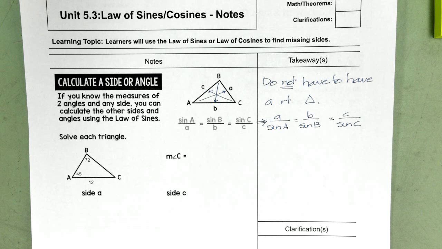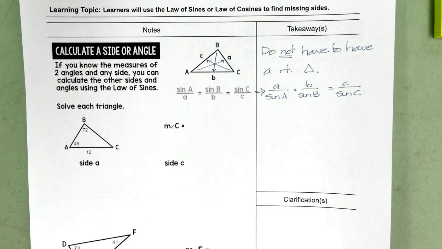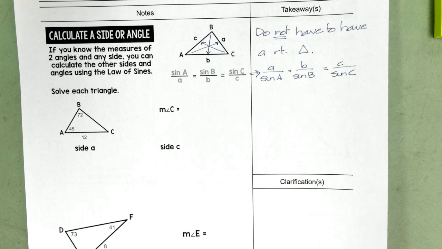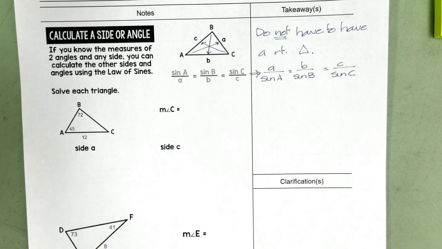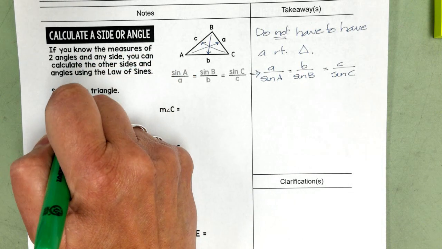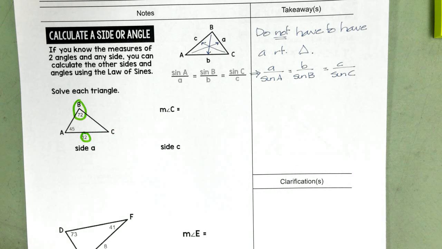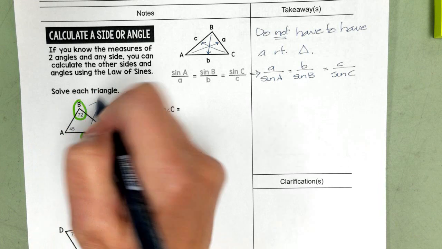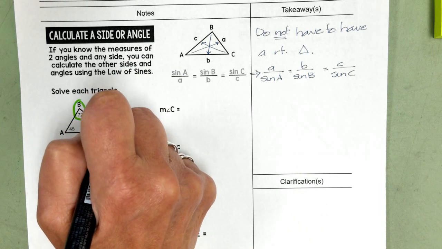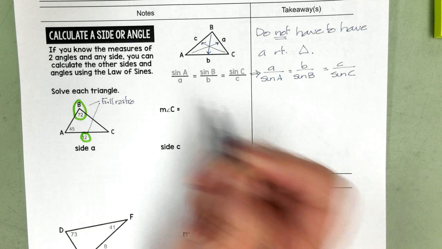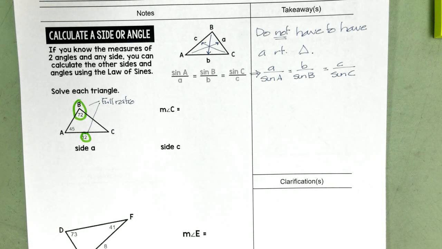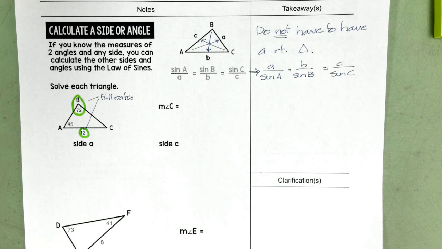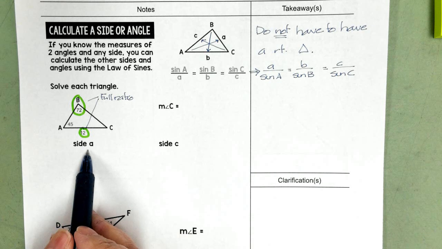So you can either put the angle on top or the sides on top, but keep it consistent. Okay? One thing you want to look for in order to use law of sines is that you have what I am referring to as a full ratio. You have an angle and its associated side. This is what I'm referring to as a full ratio. If you have a full ratio and you have another angle, then you can go ahead and use the law of sines.